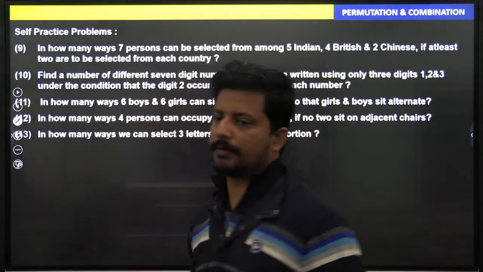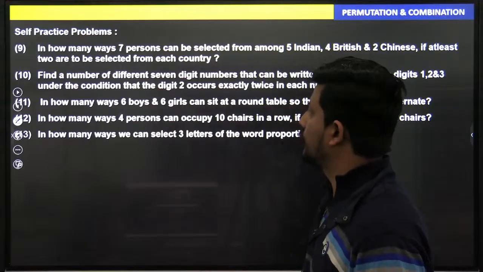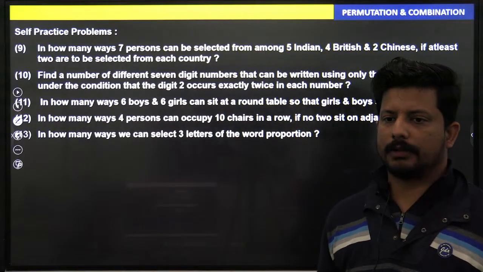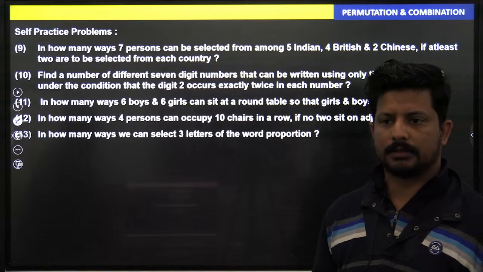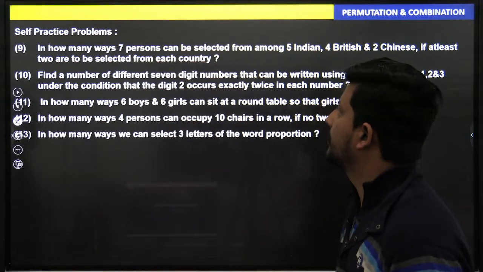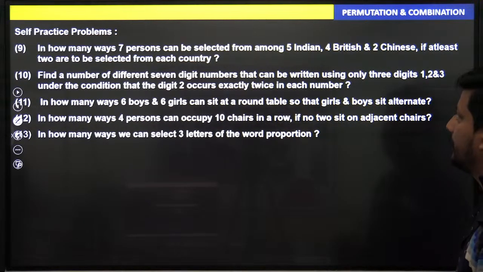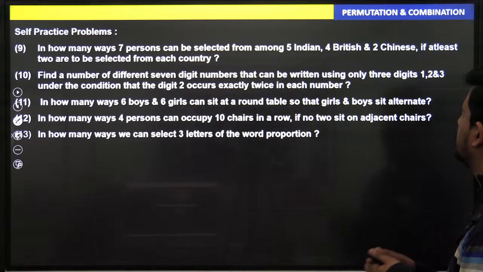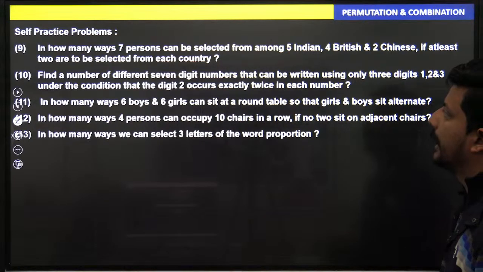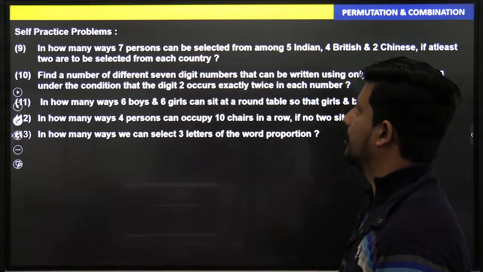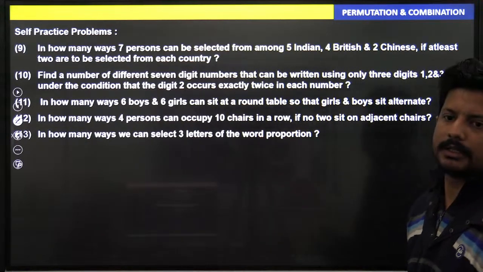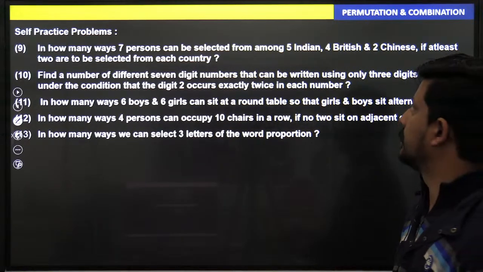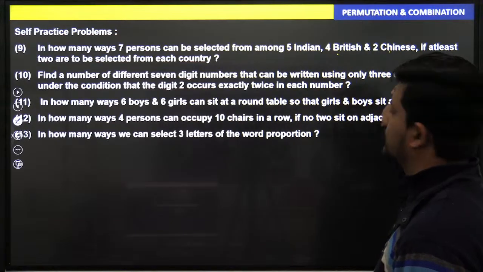So here are some problems for you that you need to solve. If you are not able to solve, then I will solve all these types of problems in our last class. Okay now. So in how many ways can 7 people be selected from among 5 Indians, 4 British, 2 Chinese? Okay now. At least 2 are to be selected from each country. 2 are selected from each country. So 5 Indians, 4 British, 2 Chinese.